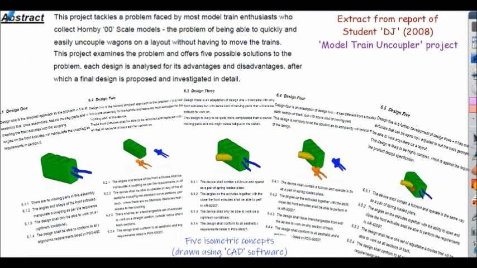Here's an unusual project from many years ago. Abstract shown here, Hornby model train uncoupler. Unusual but very interesting project. Within this work, effectively 5 sketches were produced, 5 different variations of design. In this particular instance, the student chose to draw the sketches using CAD software, so producing 5 isometric sketches of the concept.